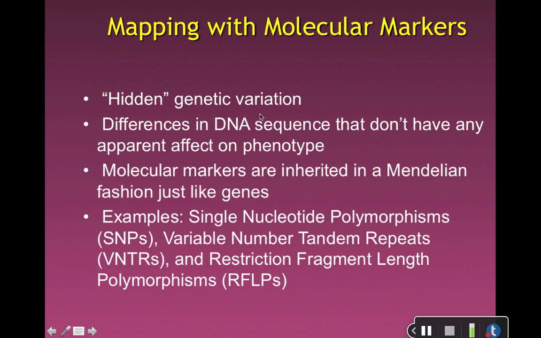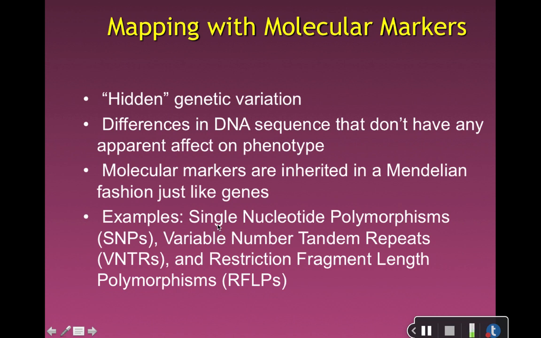Quite often these markers, we say, represent hidden genetic variation because they are found in regions of DNA that are non-coding regions. They're not even part of genes. They assort in a Mendelian fashion, just like normal genes do. But again, they're sort of hidden, if you will, because they aren't necessarily involved in producing any particular phenotype.